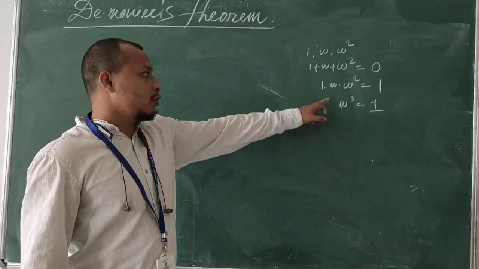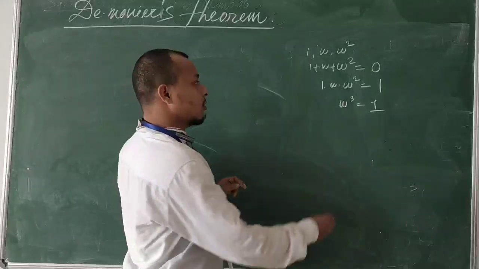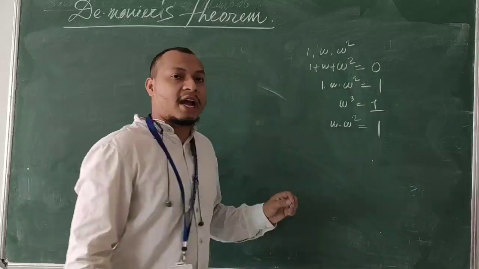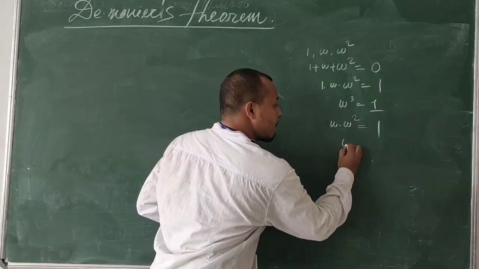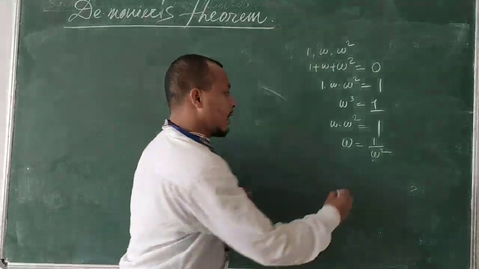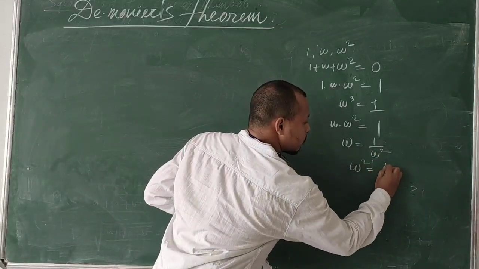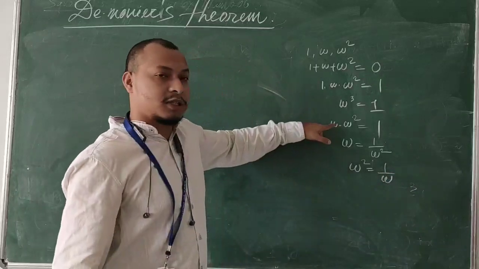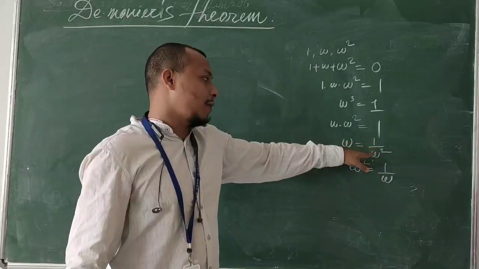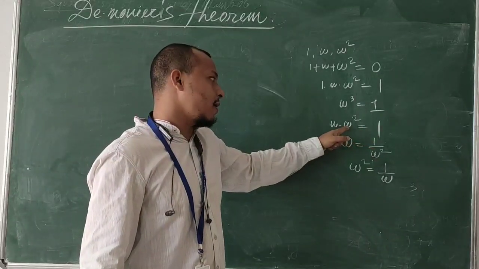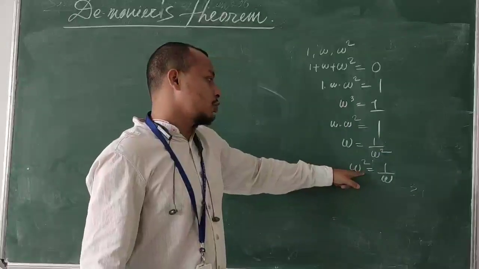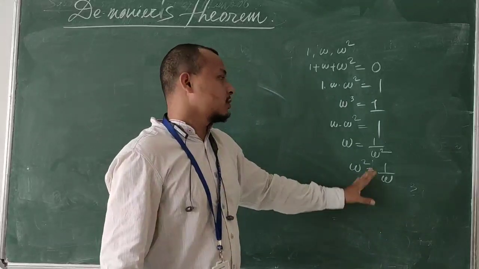Okay? So from this we can derive one relationship. Omega into omega square is equal to 1. So omega is equal to 1 by omega square, because we can bring this omega from this side to the other side, so it will go to the denominator. Again, omega square is equal to 1 by omega. Okay? This is the point.